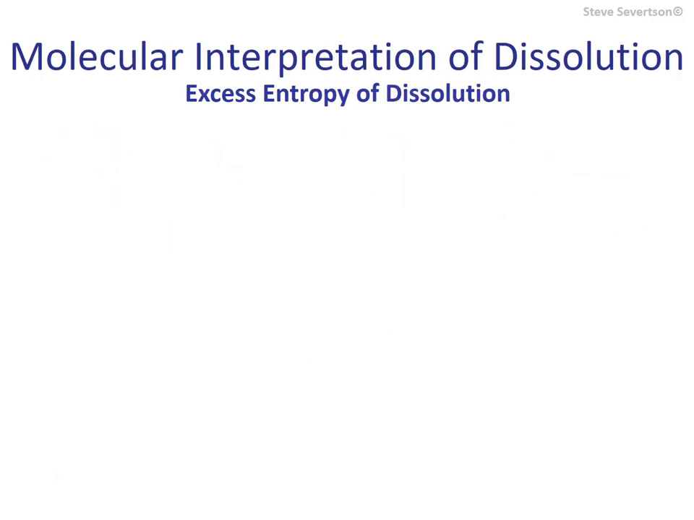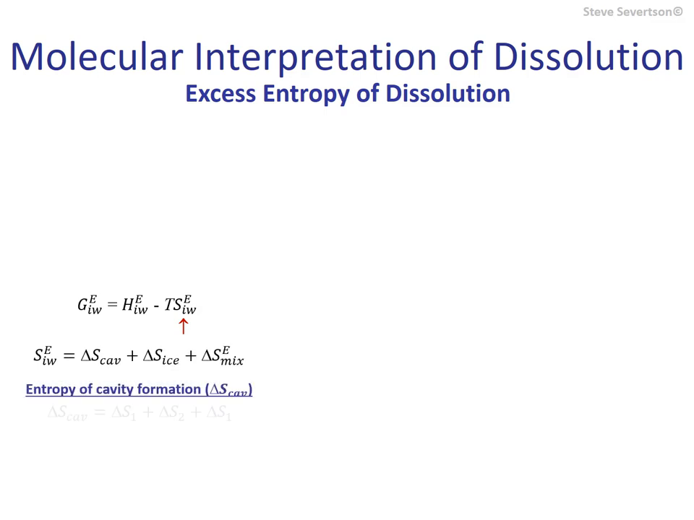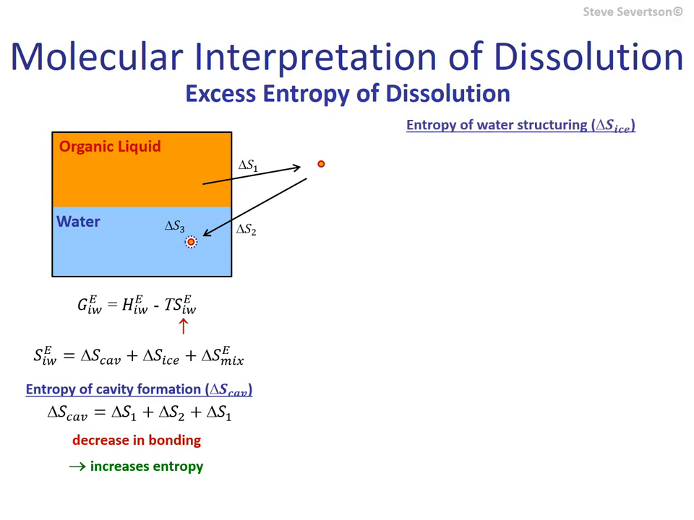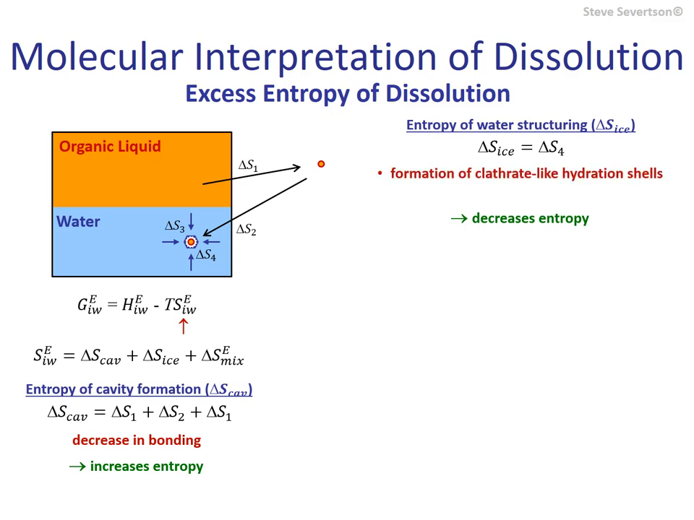The entropy analysis is a bit more complicated. For organic species of limited water solubility, the process of isolating a molecule, building a cavity in the water, and introducing the solute likely results in diminished bonding and greater molecular freedom, increasing entropy. This is the delta S_CAV quantity. This is offset by the decrease in entropy, the delta S_ice, associated with the ordering of water molecules around nonpolar components of solutes to optimize hydrogen bonding.